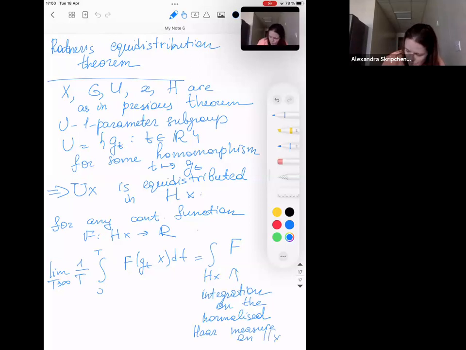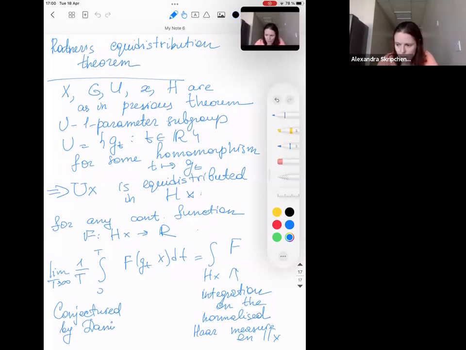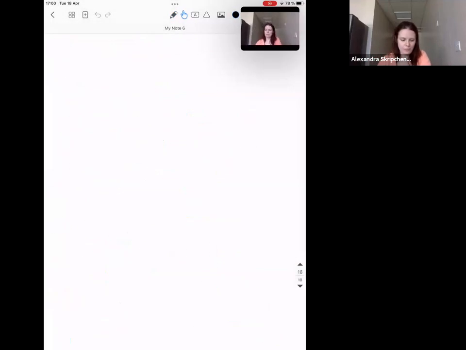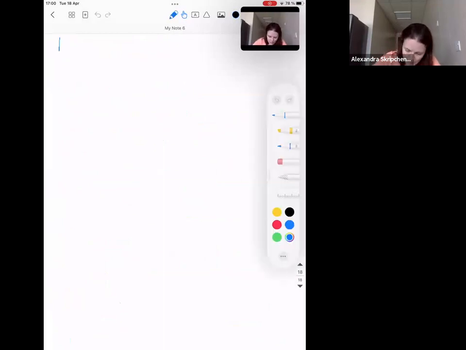So this result was conjectured by Dani, the person who proved the previous theorems that we discussed with Margulis. And it's a very efficient tool to study the ergodic properties of group actions in homogeneous spaces. And so the last theorem is the one that gives us the classification of possible invariant measures that we may have for such an action. So it's the third and the last one. It's Ratner's measure classification theorem.